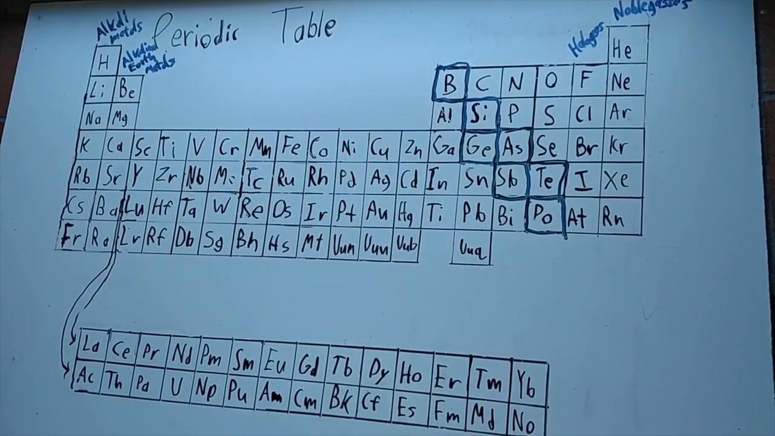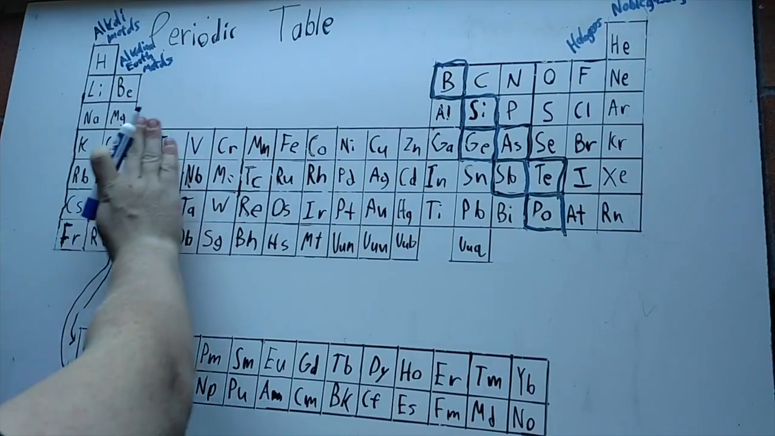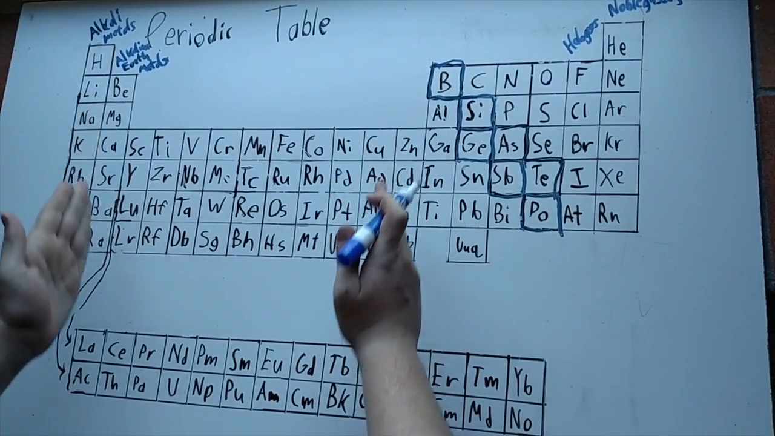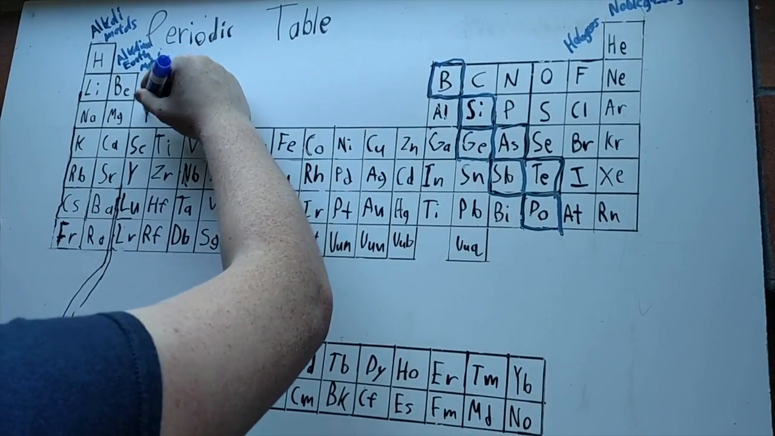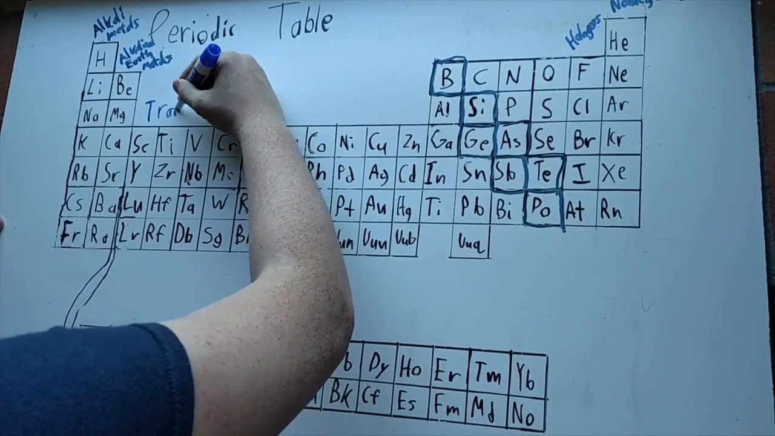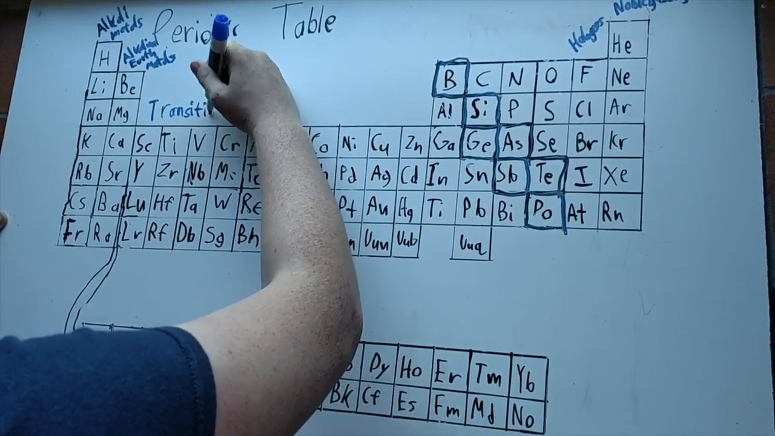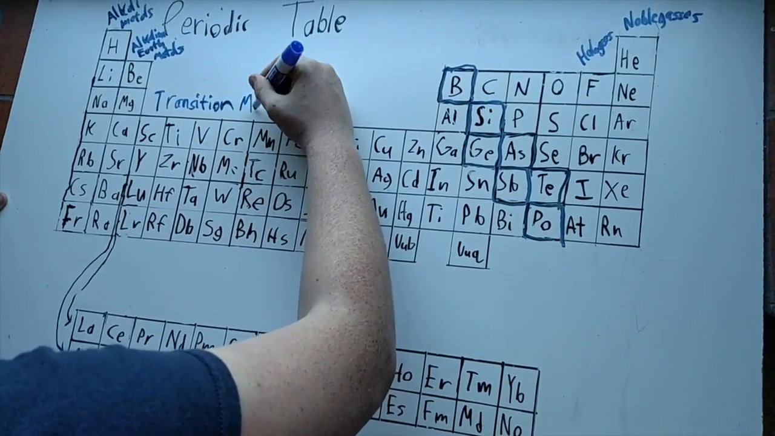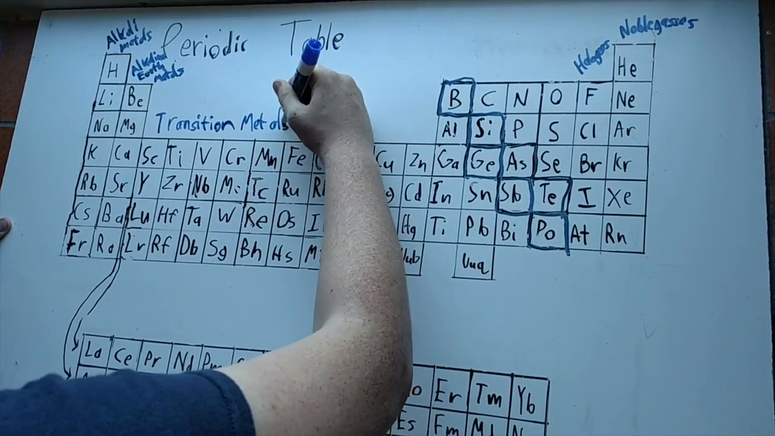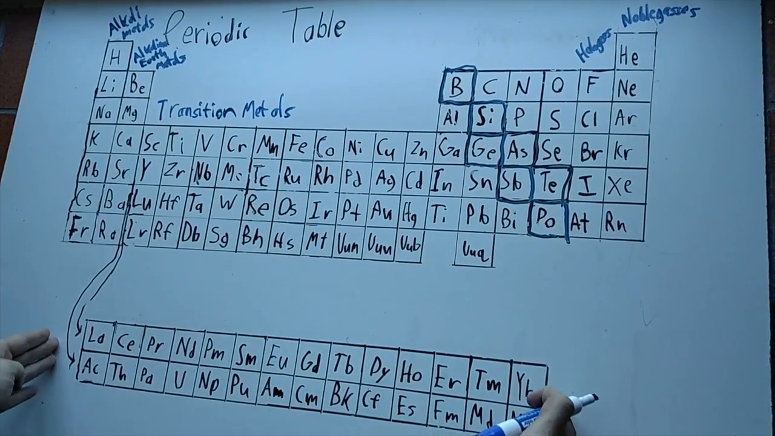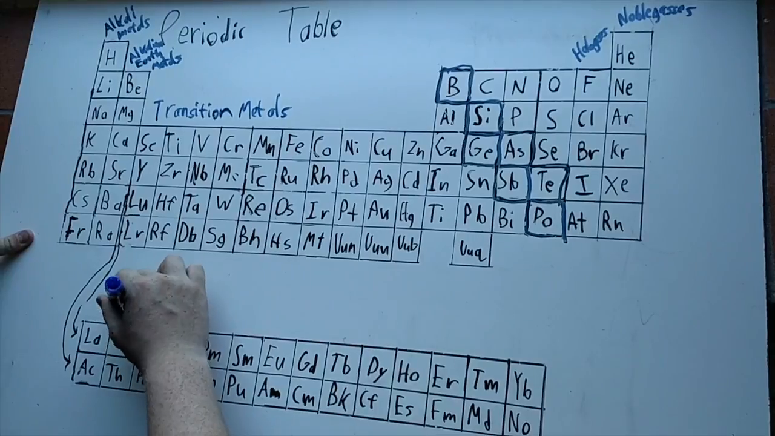Now, whole sections also will have names. So this whole little rectangle right here is called the transition metals. And this rectangle right here is the inner transition metals.